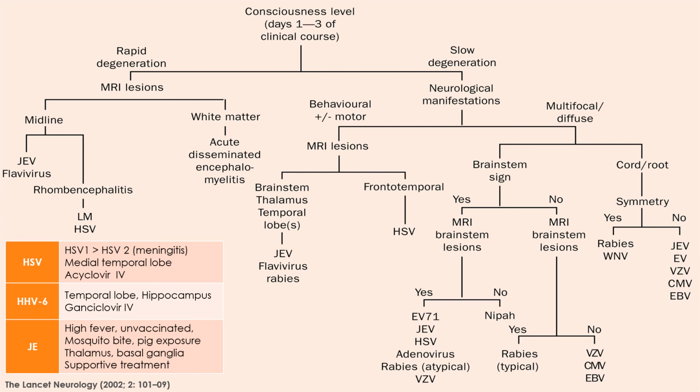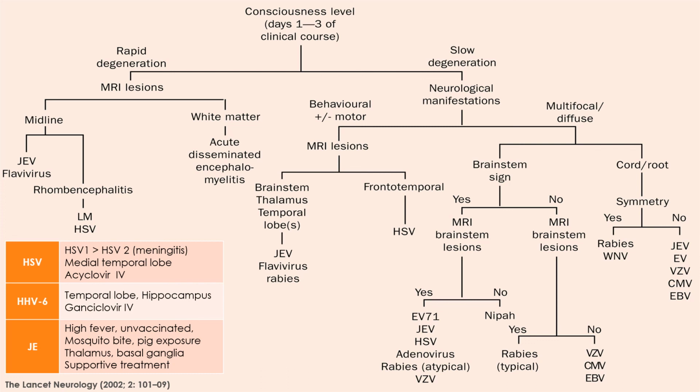The most common viral encephalitis is herpes simplex. For encephalitis, herpes simplex 1 is more common than herpes simplex 2, and the common site is the medial temporal lobe. This is one of the few viral causes that has an antiviral treatment, intravenous acyclovir. The other classic case is human herpesvirus 6, which commonly involves the temporal lobe and limbic system, and the drug of choice is ganciclovir.